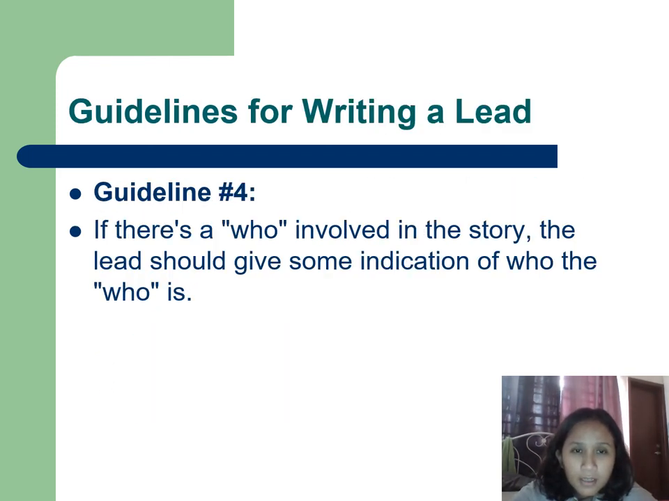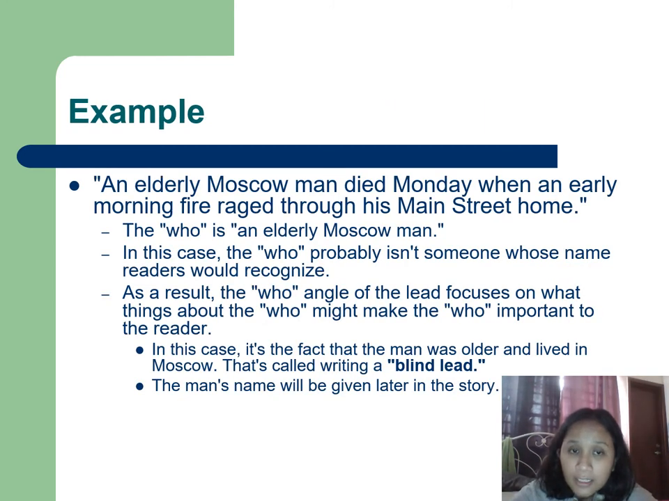Okay. We go to guideline number 4. If there's a who involved in the story, the lead should give some indication of who the who is. You need to actually give an indication, okay? So for example, an elderly Moscow man died Monday when an early morning fire raged through his Main Street home. The who is an elderly Moscow man. This is the who. In this case, the who probably isn't someone whose name readers will recognize. Sometimes you don't use a name in the first paragraph, okay? You just generalize it.